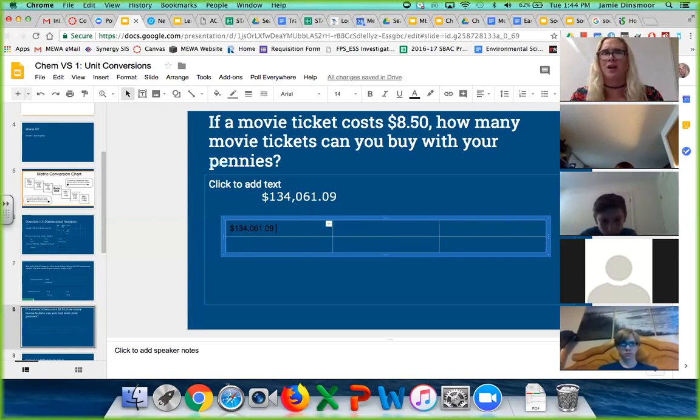$134,000, which, by the way, no one is commenting on how many pennies this is. That's insane. Can you imagine counting all of those pennies? I would have lost my mind. I would have given up and just been like, I'm rich, I have a lot of money.